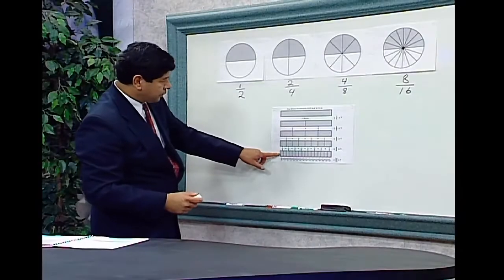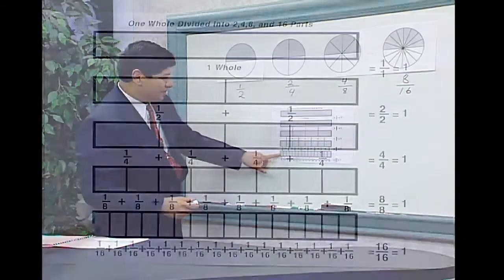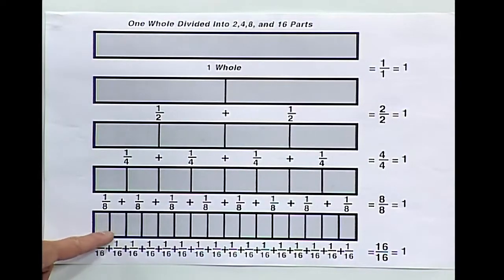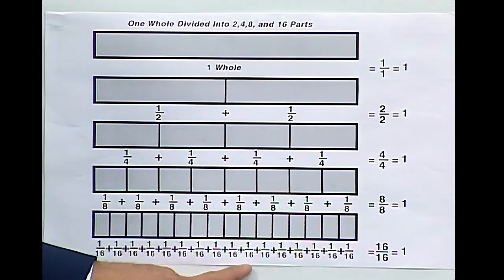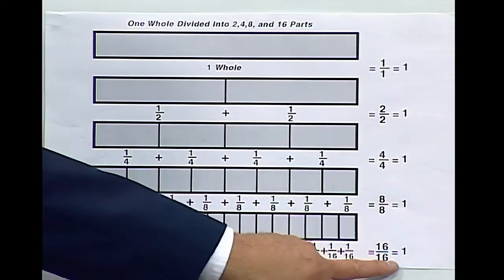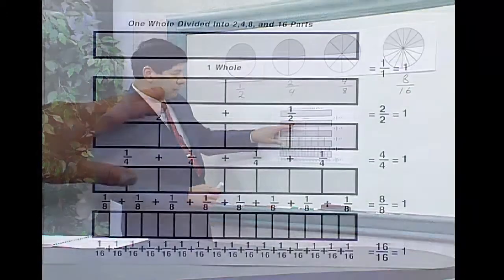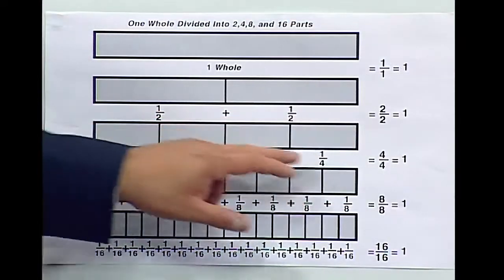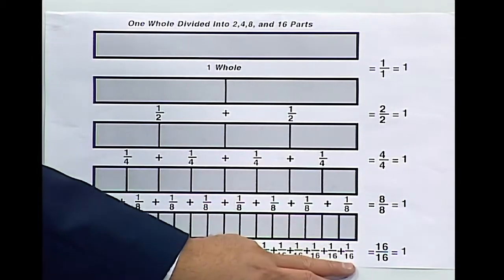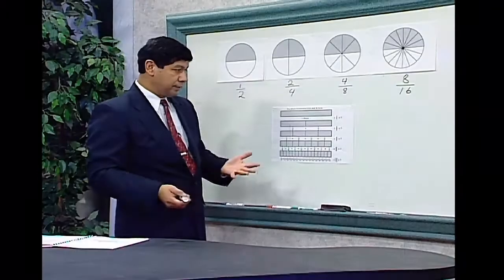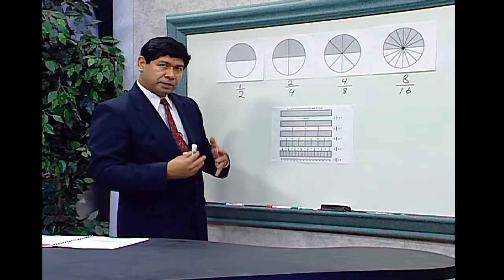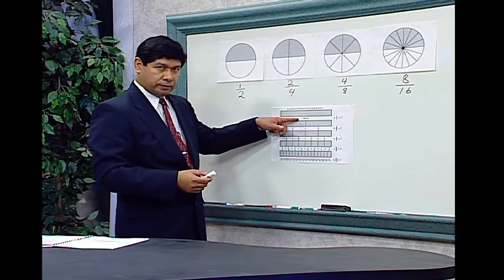Our fifth section, we have this unit divided into 16 equal and distinct parts. 1/16, 2/16. We can count these and we'll see that we have 16 over 16 units. And this represents, of course, one whole unit. So we have 1 over 1, 2 over 2, 4 over 4, 8 over 8, 16 over 16, which reinforces the idea that these all are representative of one whole unit.